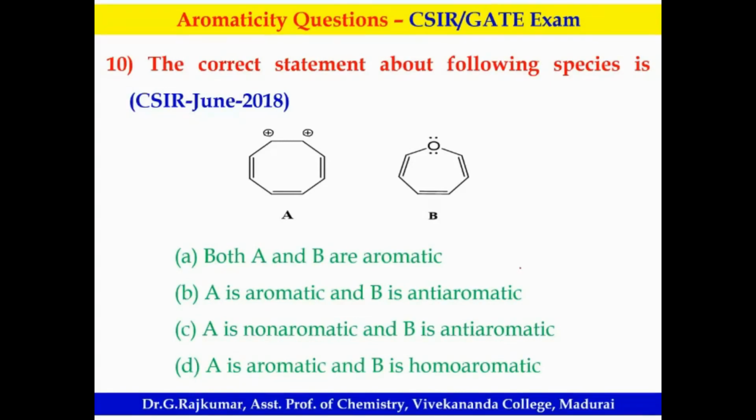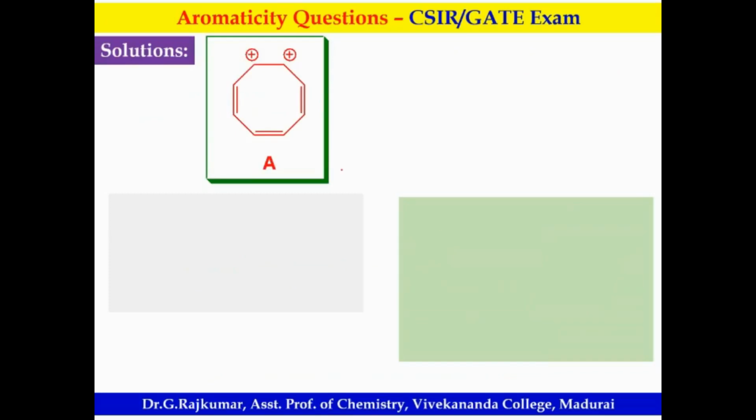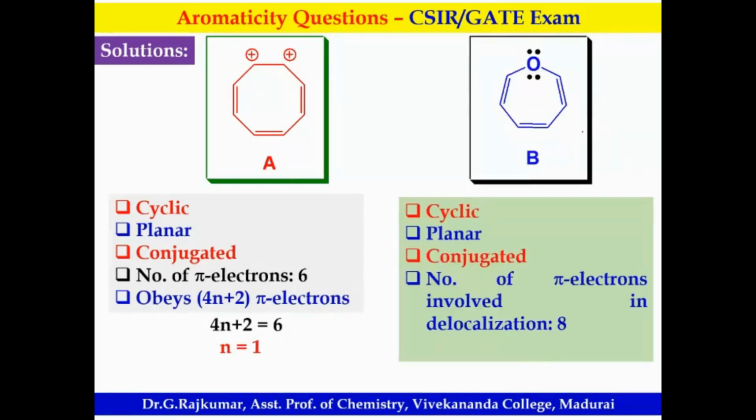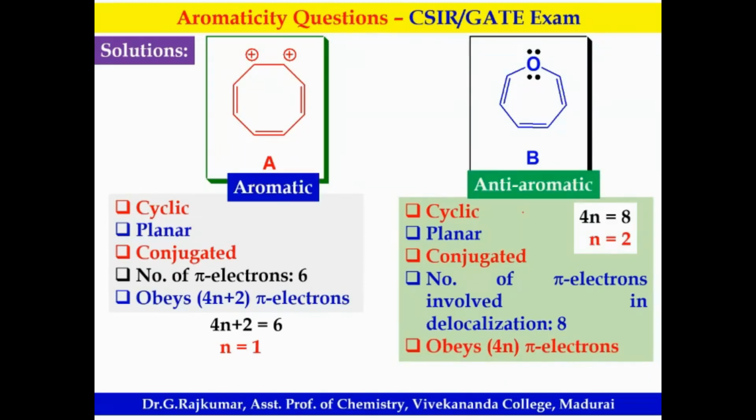Which is the correct statement about A and B? Option B. Let me check. Look at this: cyclooctatetraene dication. We have discussed this. So this is aromatic, with cyclic planar conjugation. The number of pi electrons involved here is 8. It obeys the 4n pi electron rule. This is anti-aromatic. So B is the correct one. Good.